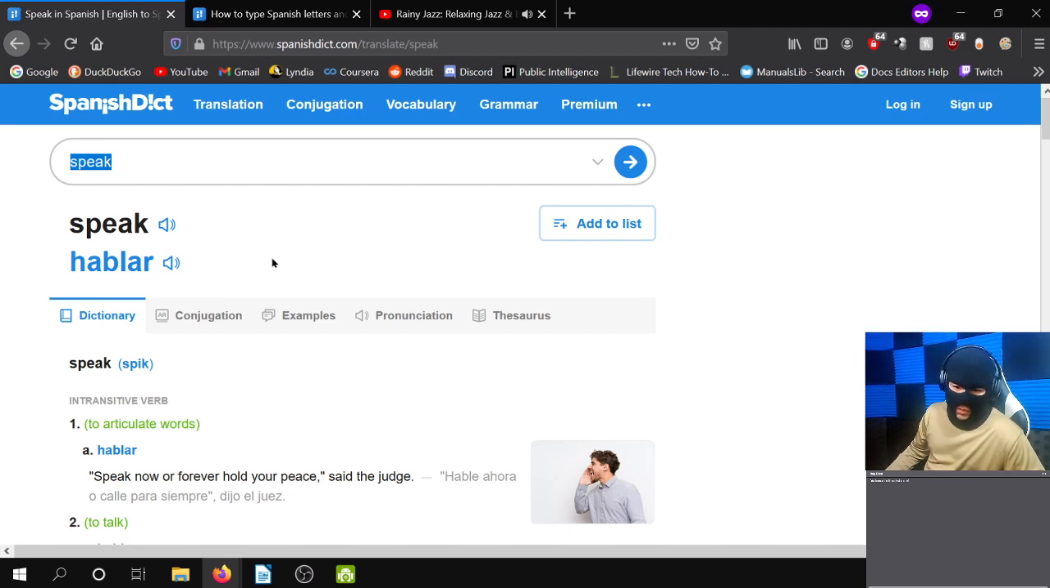So for speak, no hablar español. So with the O, it will be no hablo español. Hablo inglés. No hablo español.